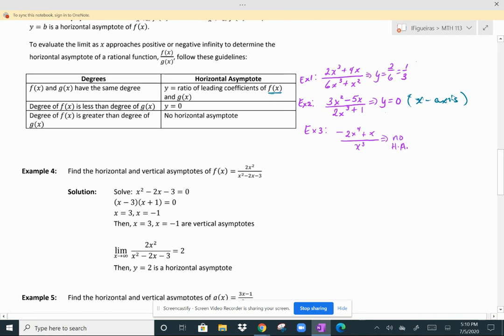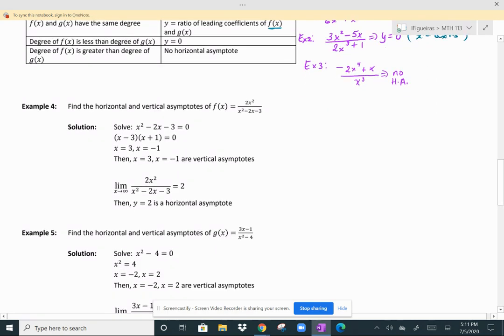So now let's talk about horizontal asymptotes. Remember, that's when you're taking your limit as x approaches infinity. So here my degrees are the same. They're both second degree polynomials. So when their degrees are the same, I just have to look at the ratio of their leading coefficients. So it's 2 over 1 because the coefficient of x squared in the denominator is 1. 2 over 1 is 2. So my horizontal asymptote is y equal to 2.